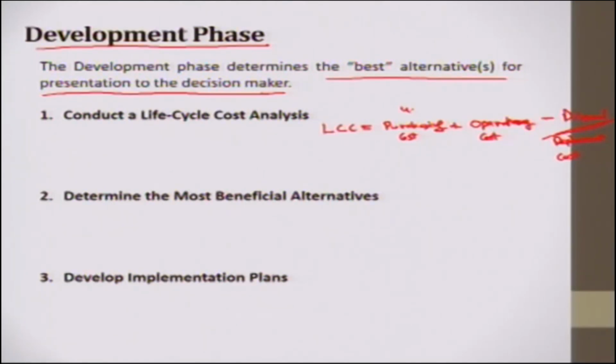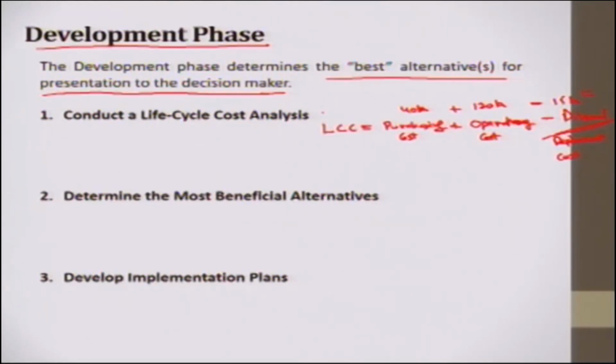Purchasing cost is 40k here. Let me say in 5 years you spent 2,000 per month, that is 24,000 per year. 24 into 5 is about 120. 120k on fuel, minus you sell it at 15k. This is your life cycle cost.